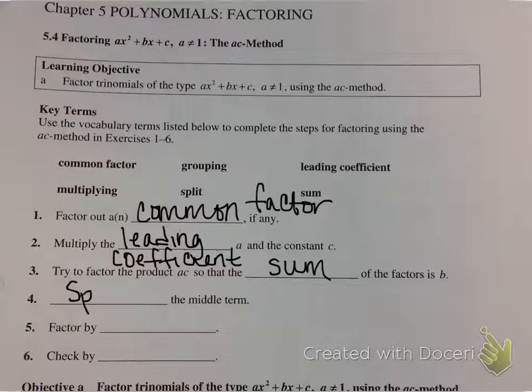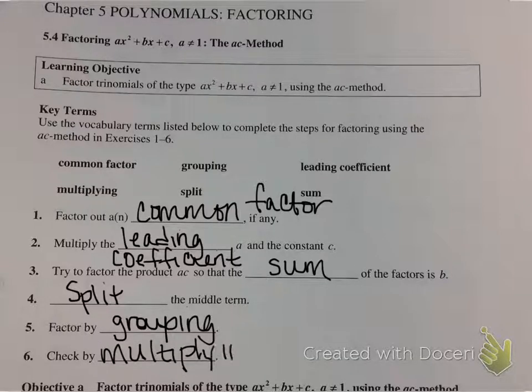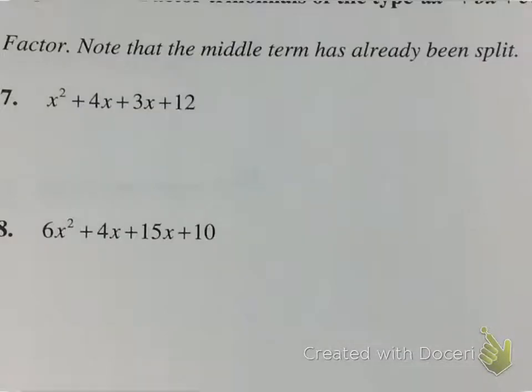Then you split the middle term, you factor by grouping, and then you check by multiplying. So in these two problems, now I'm going to show you two different ways to do this.